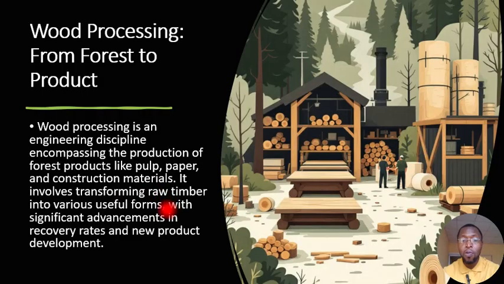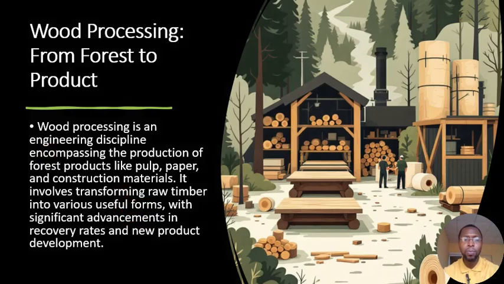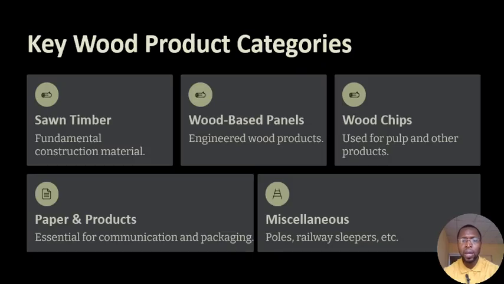It involves transforming raw materials or timber into various useful forms. Okay, so when we are converting raw timber into various useful forms, then we say we are processing wood, right? And wood processing is also the process where damaged wood can be recovered and new product can be made. Okay, so let's talk about different categories of wood products.